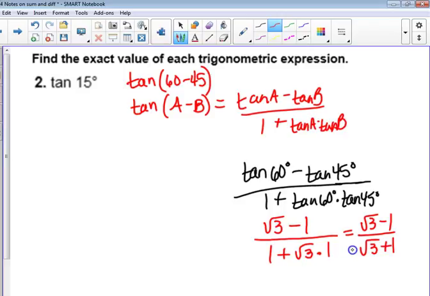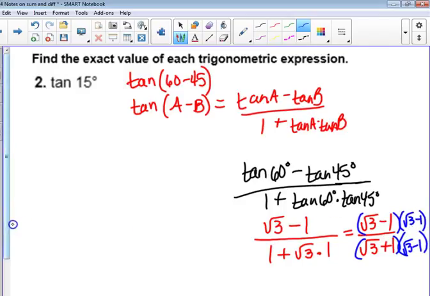We can't have a radical in the denominator. Do you remember how to get rid of it, though, when it's a sum or difference? The conjugate. Good job. I heard several of you. So what would the conjugate of the denominator be? Yes, square root of 3 minus 1, or however order you want to do that in.